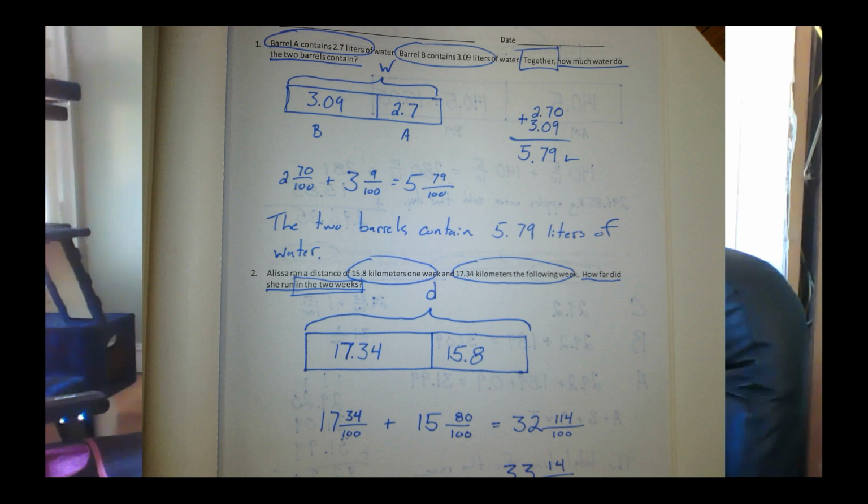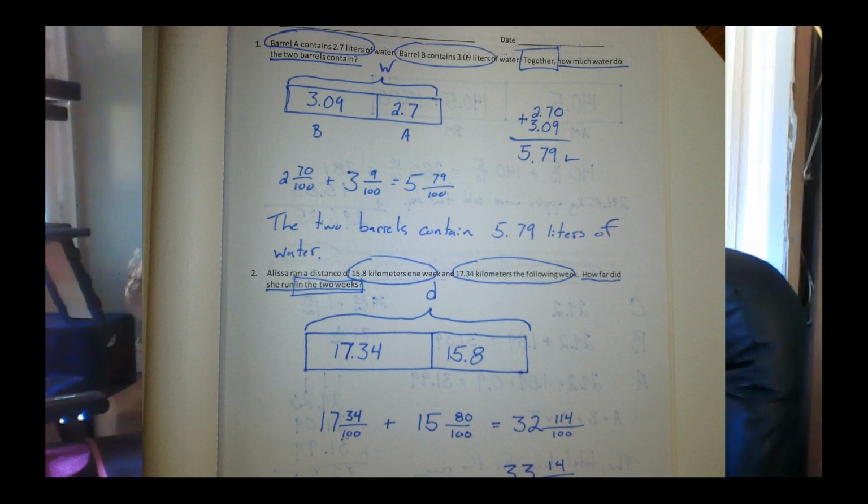I see together, tells me I'm going to be adding, right? How much water do the two barrels contain? That was just a quick read, right? I've circled, boxed, underlined. I don't see anything to eliminate, and now we can solve. Just as a visual, let's make a quick tape diagram to highlight our unknown part and the parts that we do know.